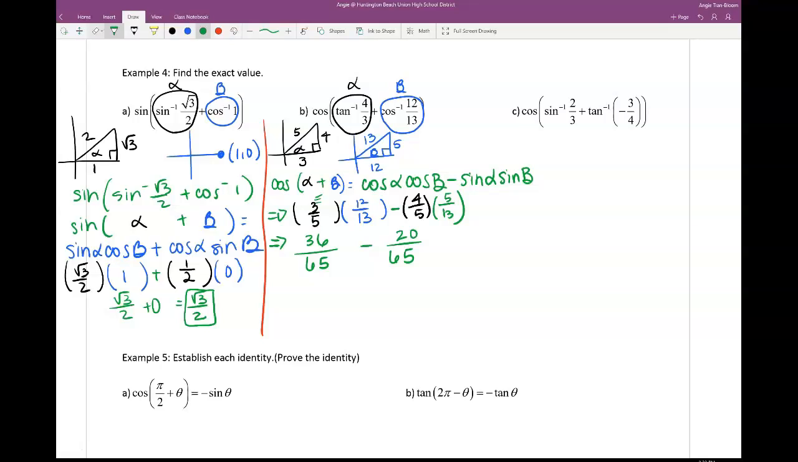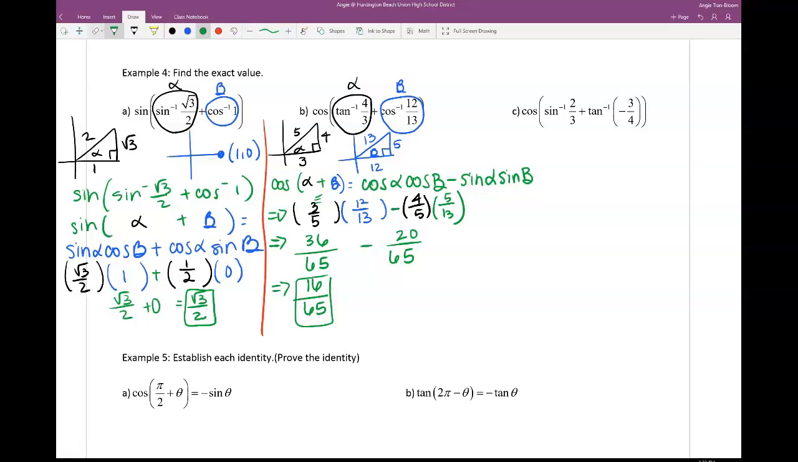Okay, let's plug in some more. 36 take away 20 is 16, divided by 65. Do you think we can reduce this? It's not divisible by 5 on the top, and 16 is an even number, so it can only be reduced by 2 or multiples of 2. So right now we can't really reduce that, okay?